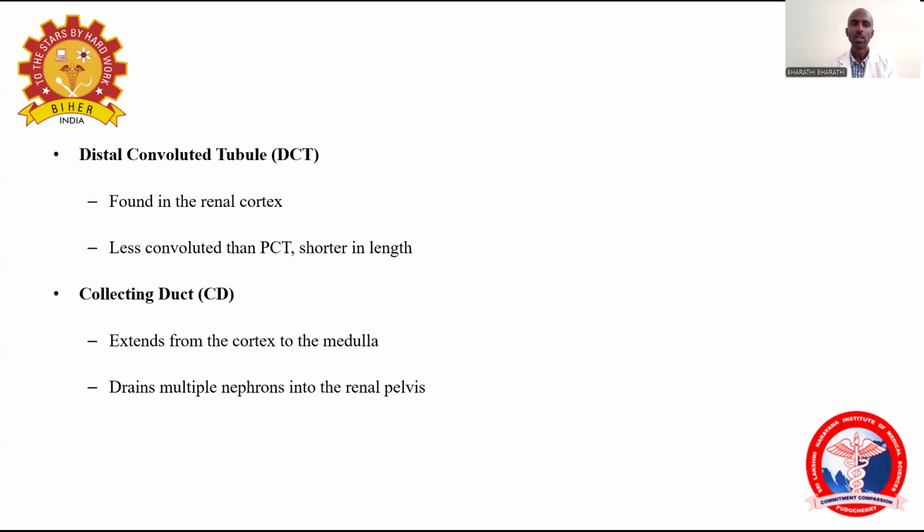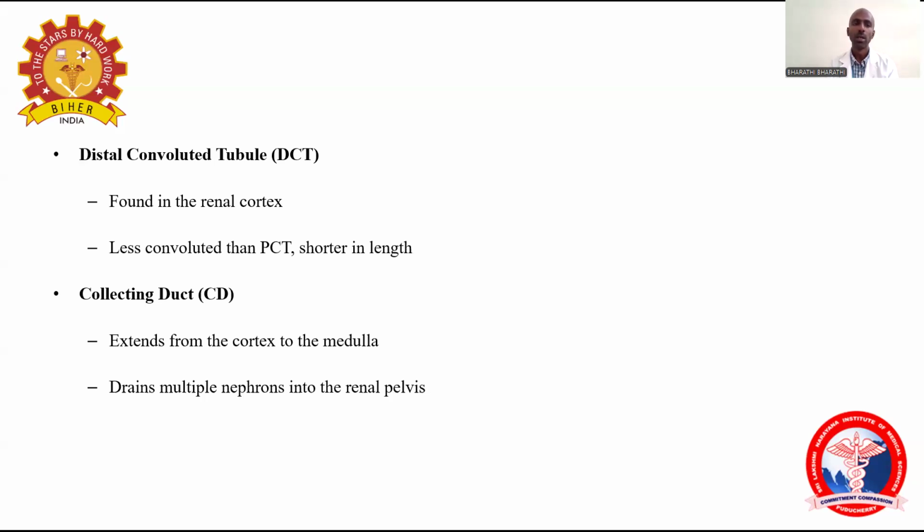The next one is the distal convoluted tubule, which is found in the renal cortex. This is less convoluted than the proximal convoluted tubule, and this one is much shorter in length.